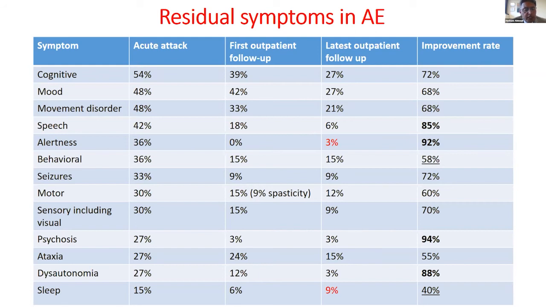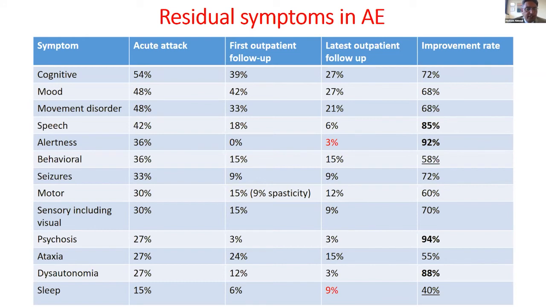The symptom that we see the least improvement was actually sleep disorder symptoms. So you see that only 40% of patients reported improvement in their sleep disorder symptoms in their latest follow-up. Something like behavioral changes. If behavioral changes was part of the original or the initial manifestation, only 58% of patients reported improvement in their behavioral symptoms at the time of the latest follow-up, either by report of the patient or the caregivers, obviously.